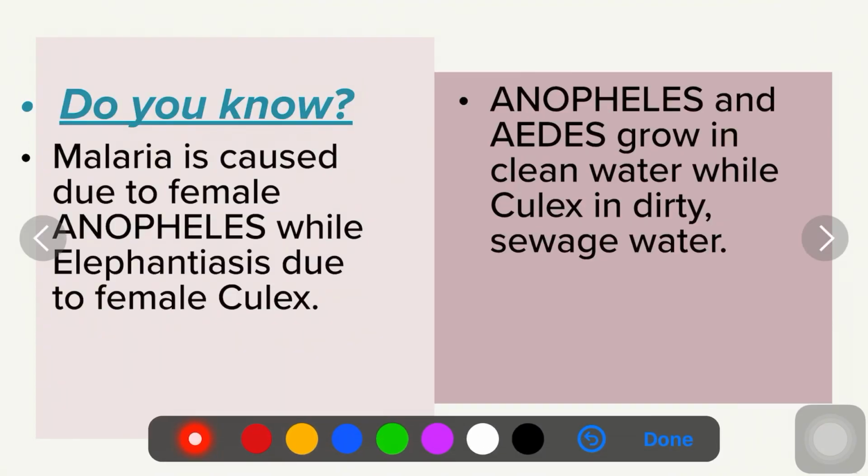Do you know, students? Malaria is caused by the female Anopheles, while elephantiasis is caused by the female Culex. Anopheles and Aedes grow in clean water, while Culex grows in dirty and sewage water.